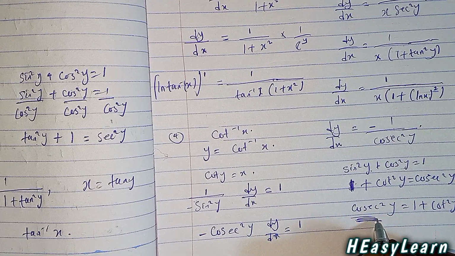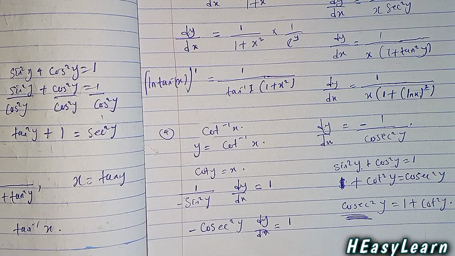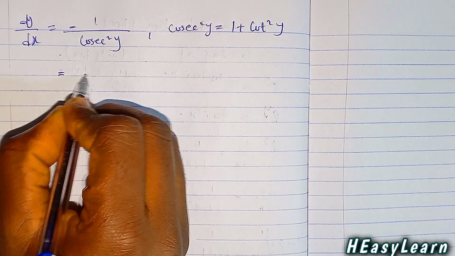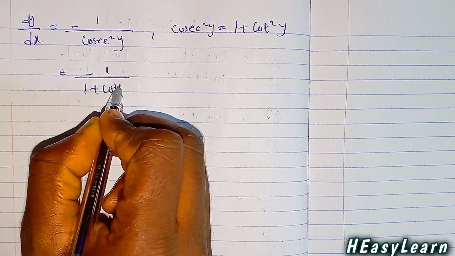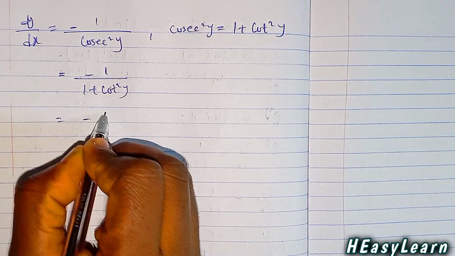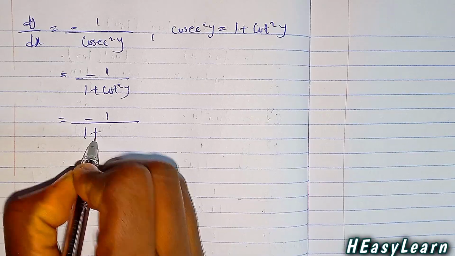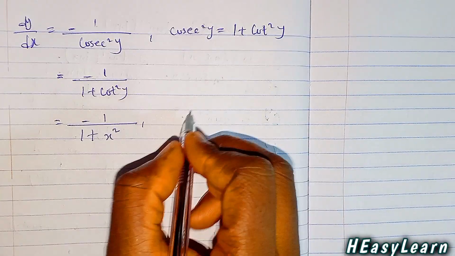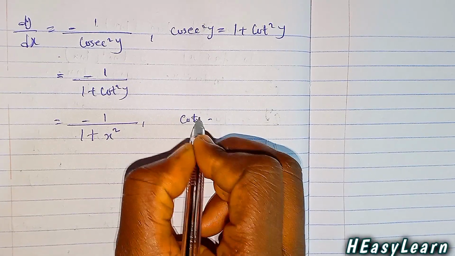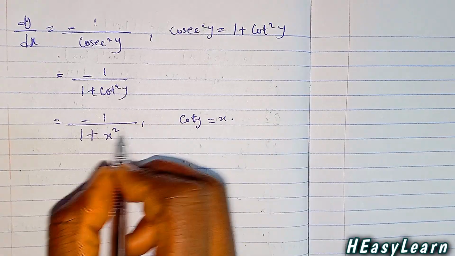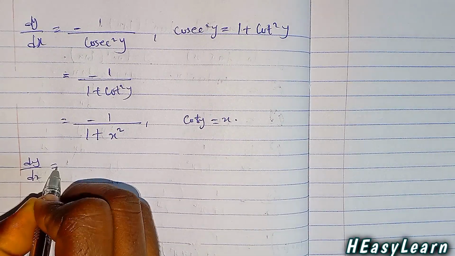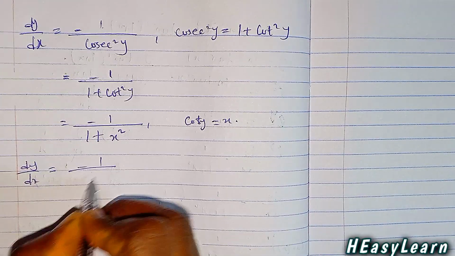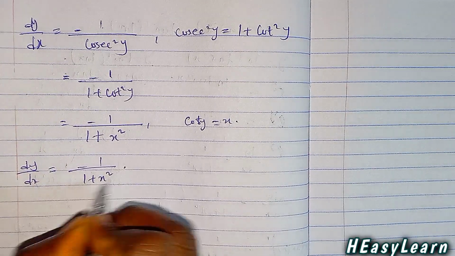That is cosec square y. Substitute 1 plus cot square y. So this is the same thing as 1 over cosec square y is 1 plus cot square y. So minus 1 over 1 plus x square, because from above, cot y is equal to x. So the derivative of this function is equal to minus 1 over 1 plus x square.